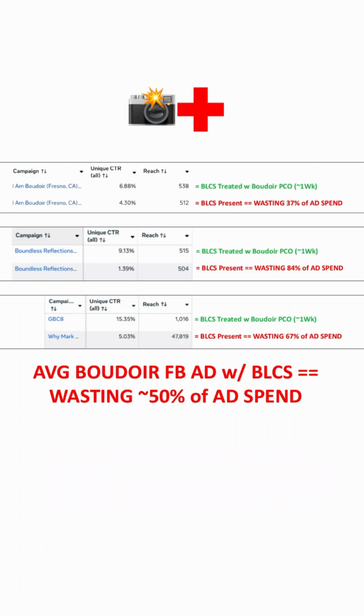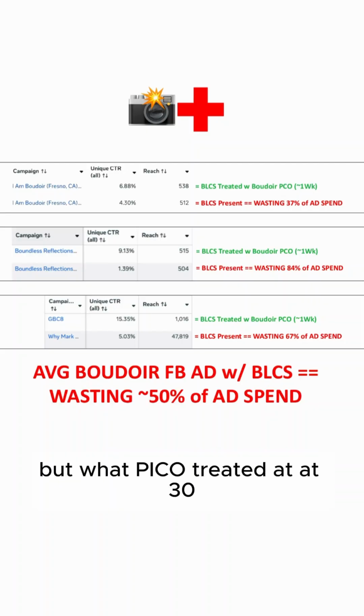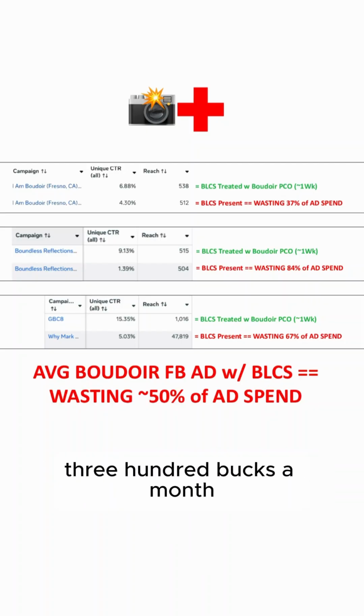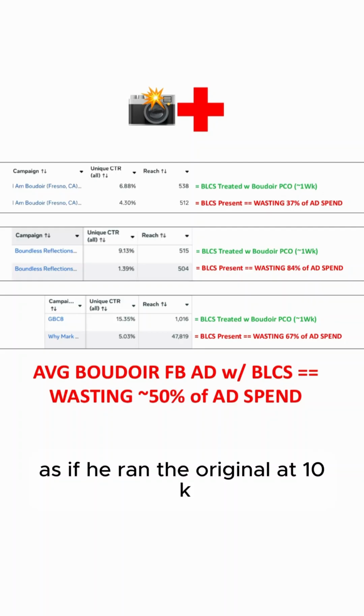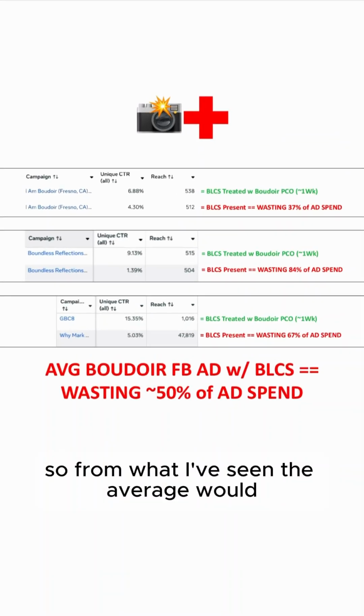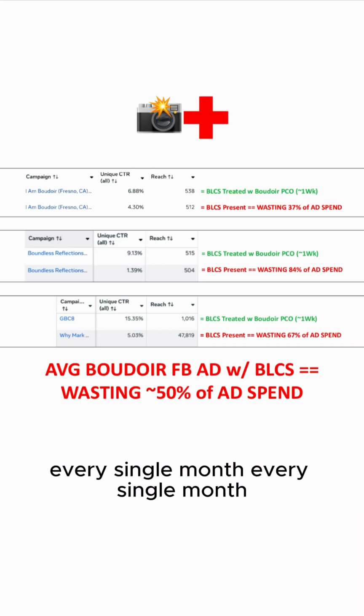And it's like, what's that? Like 80K over the next year. And we can simply run a Boudoir Pico treated ad at $3,300 a month, and it goes into the same number of women's brands as if he ran the original at 10K a month in spend. So from what I've seen, the average Boudoir Facebook ad with BLCS is wasting about 50% of its ad spend every single month.